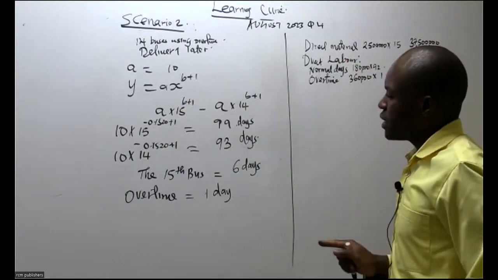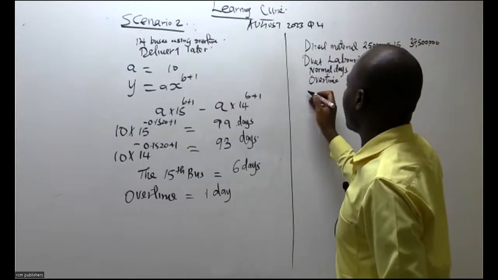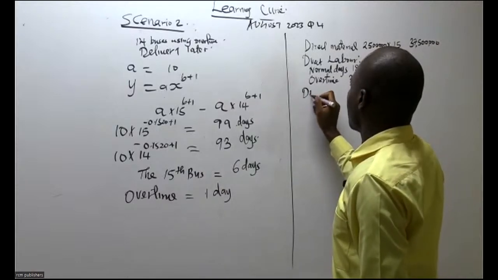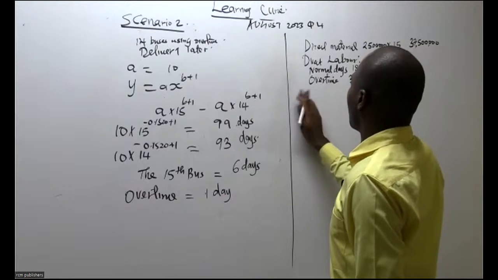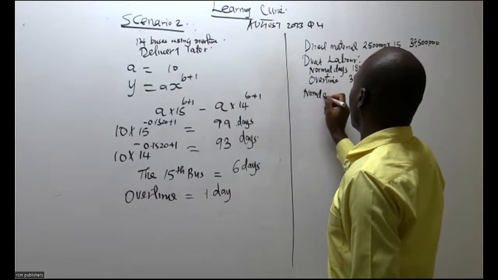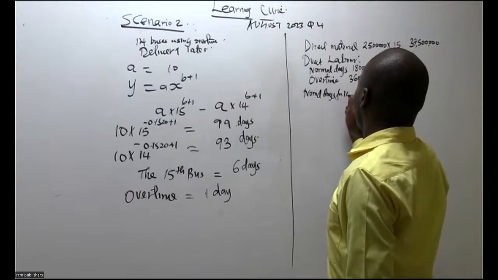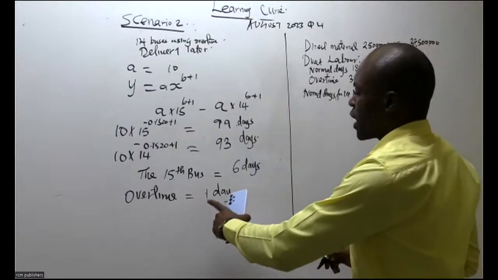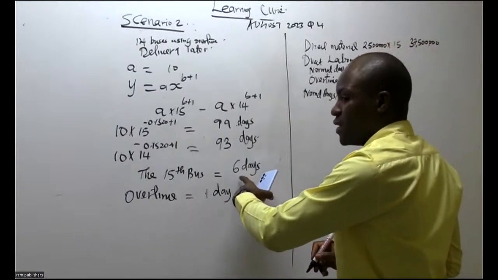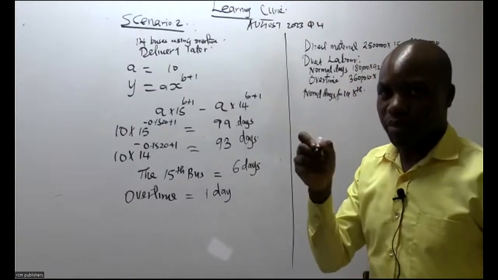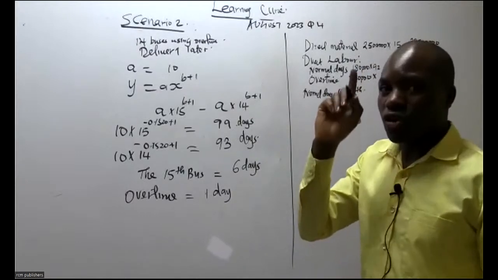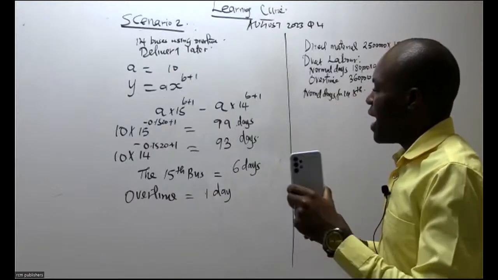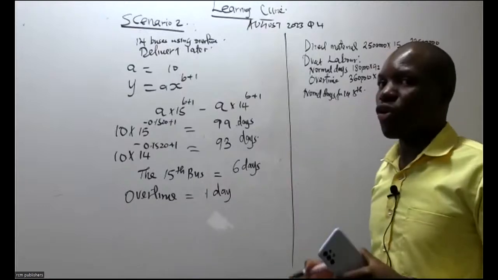Now, we need to get the time taken for producing the last or the 15th bus. Direct labor or normal days for the 15th. The 15th bus, you are going to take how many days? 6. These 6 days is not overtime. The 6 days is not overtime. You are going to deliver it later, yes, but just during the normal working hours.